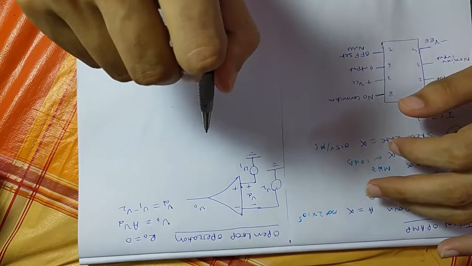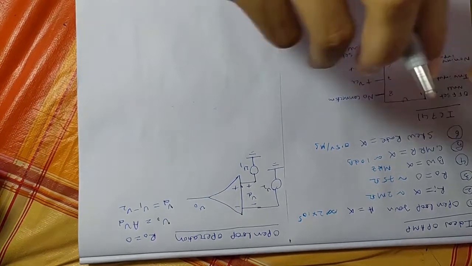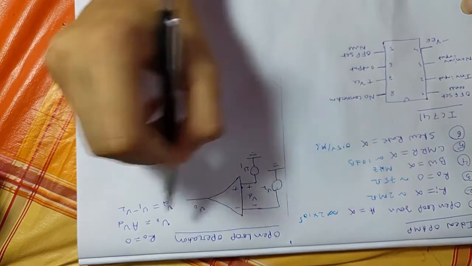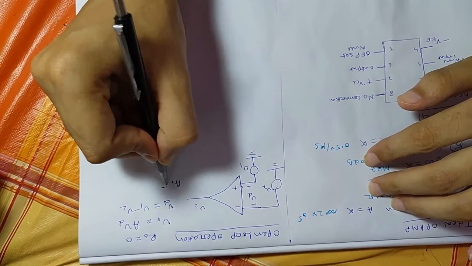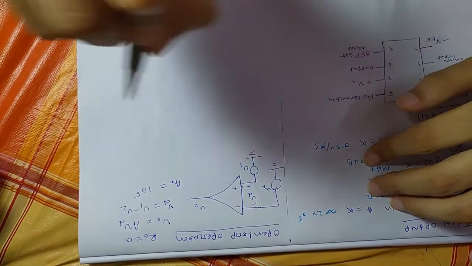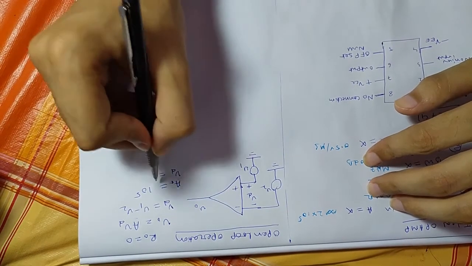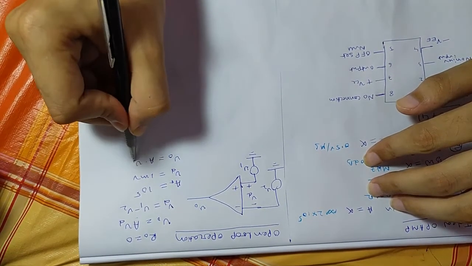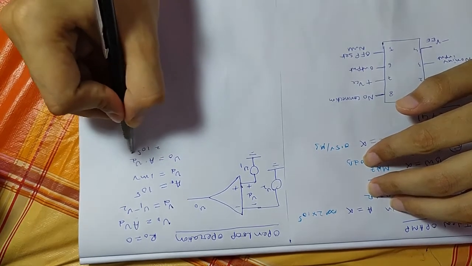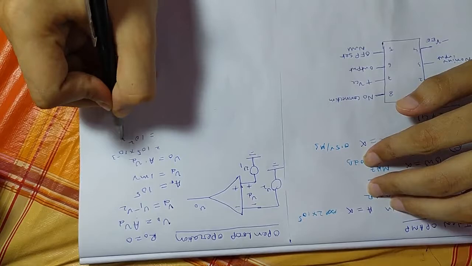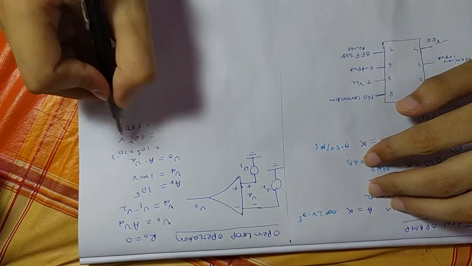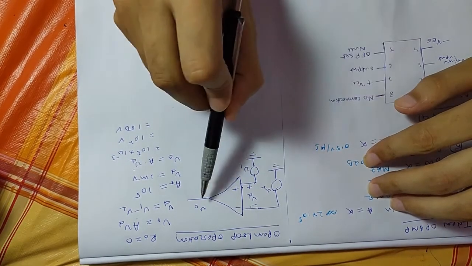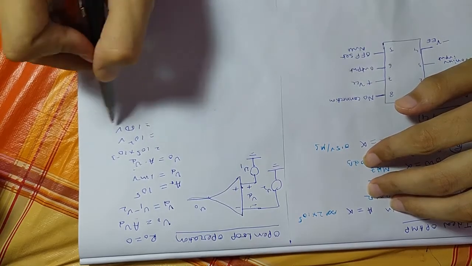Now see, whether it is an ideal op-amp or a practical op-amp, A is very high, maybe A equals 10 to the power 5. And Vd is the difference, which is maybe 1 millivolt. So V0 will be A into Vd, equals 10 to the power 5 into 10 to the power minus 3, equals 10 to the power 2 volt, equals 100 volt. Now see, a small 1 millivolt input difference can create an output of 100 volt.